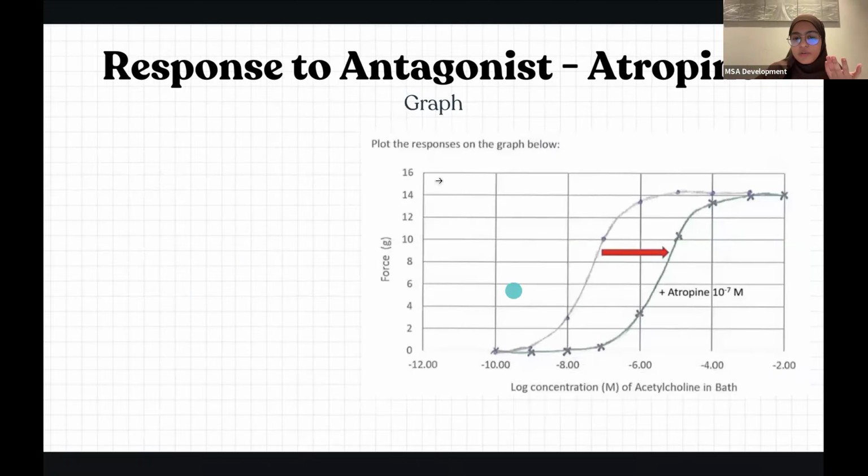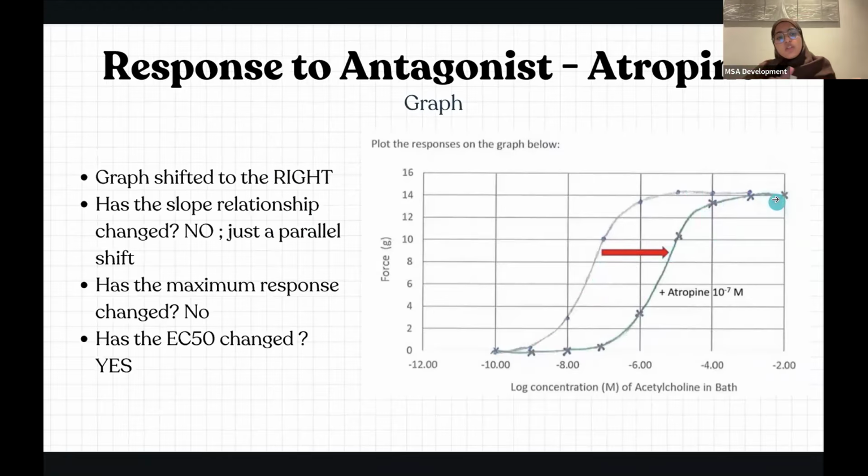So in the graph, you could see that when we added the antagonist, the graph changed. Remember, this is our original one without the antagonist. But with the antagonist, what happened to the graph? It shifted to the right. The slope relationship didn't change. It's just a parallel shift. And the maximum response didn't change at all. Like you could see here, the maximum response didn't change. But the EC50 has changed.